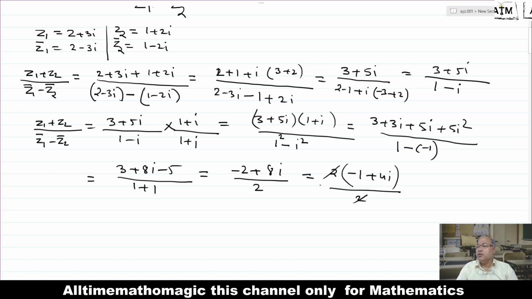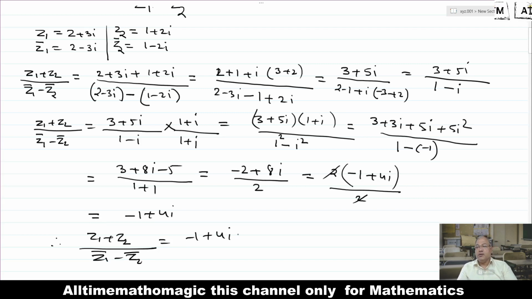2 and 2 get cancelled. Therefore, we have taken common so that they cancel each other. Therefore, we got here minus 1 plus 4i. Therefore, (z1 plus z2) upon (z1 bar minus z2 bar) equals to minus 1 plus 4i. This way, a given complex number may involve addition, subtraction, multiplication, division. All when you perform, you will get the one result.